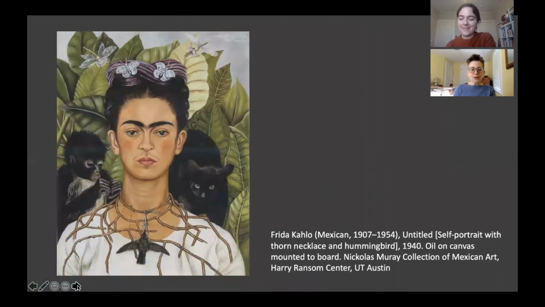So the particular self-portrait that I'm going to focus on is this one, which has become perhaps one of the best known of Frida Kahlo's self-portraits from this period. This is a portrait known as Self-Portrait with Thorn Necklace and Hummingbird. It dates to 1940. It's in this format that I've just discussed, and it's in the collection of the Harry Ransom Center at the University of Texas at Austin. And it's part of the Nickolas Muray collection of Mexican art. And Nickolas Muray was a friend of Frida Kahlo's.